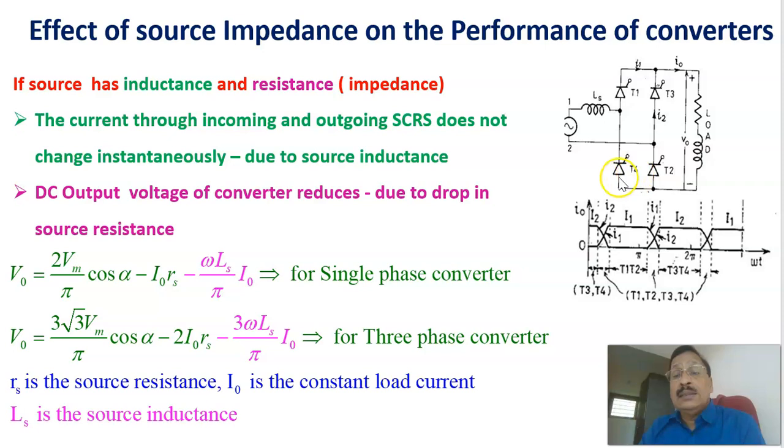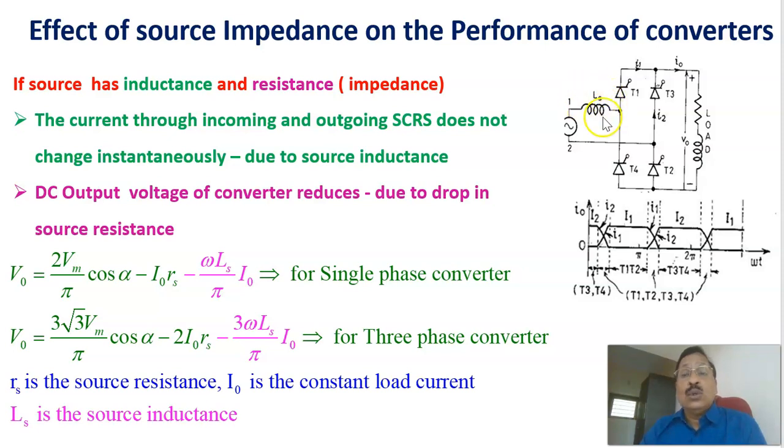When T1 and T2 are triggered, since it is reverse biasing this one, in the absence of the source inductance, previously the current was here I0, that's load current, and here also I0, and the current was here 0 and here 0. When suddenly T1 and T2 are triggered, this current is suddenly changing from 0 to the load current I0, and this current suddenly reduces from the load current to 0. The transition of the current is instantaneous if you are assuming that source inductance equals 0.